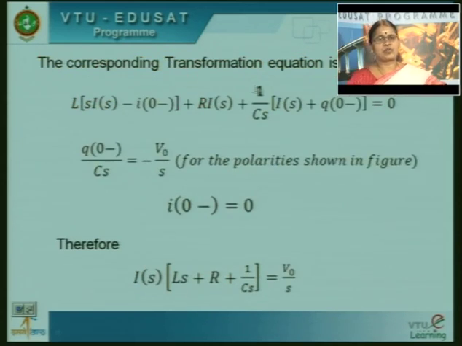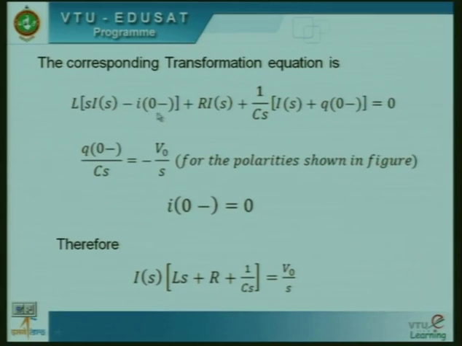Now, let us take the Laplace transform of this equation. If I take Laplace transform of this equation, we can write L into S into I of s minus I of 0 plus R into I of s plus 1 by Cs into I of s plus q at 0 minus is equal to 0. What is q at 0 minus? Q at 0 minus is the initial charge across the capacitor. Similarly, I at 0 minus is the initial value of current flowing through the inductor.